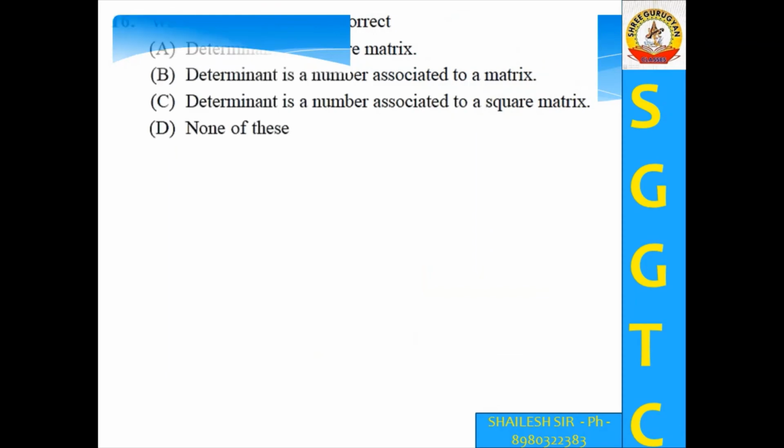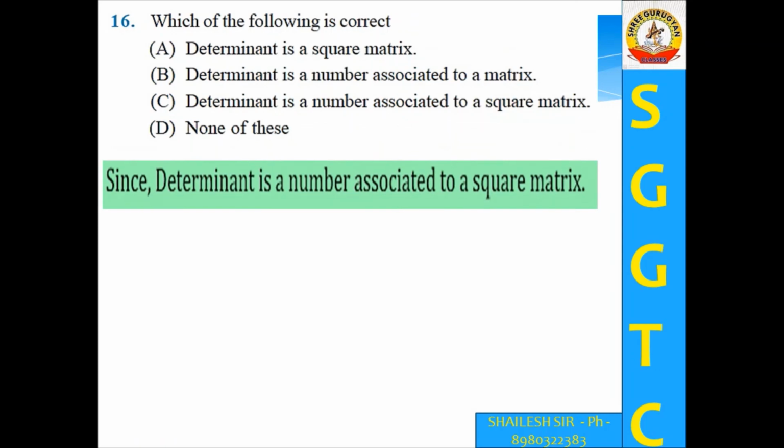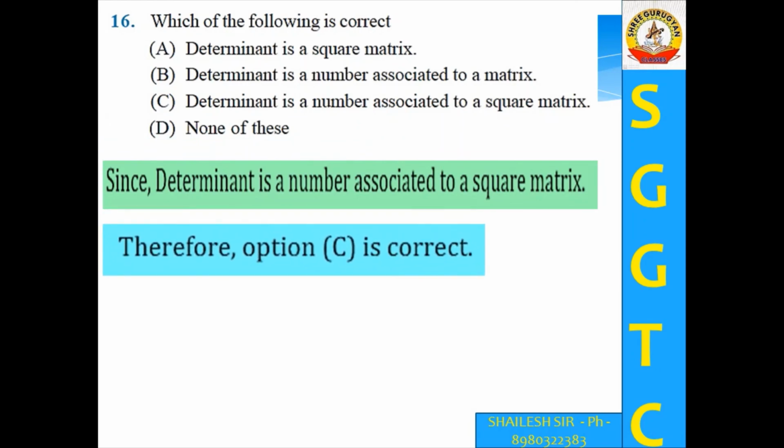16. 16 is also very easy. Which of the following is correct? Options are there. Determinant is a square matrix. Determinant is a number associated to a matrix. Determinant is a number associated to a square matrix, and none of these. So definitely your answer is known: determinant is a number associated to a square matrix. So my correct option is C. Yes, it is simple, by definition. I am just explaining it to you here, students.